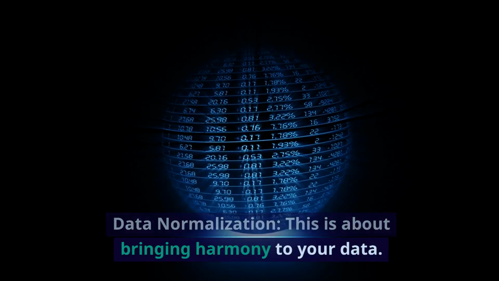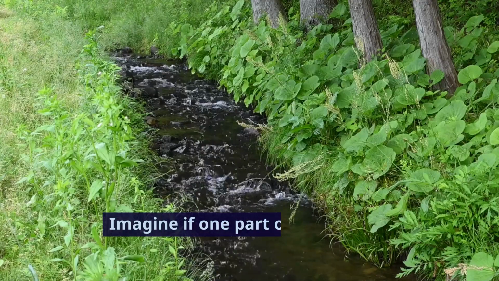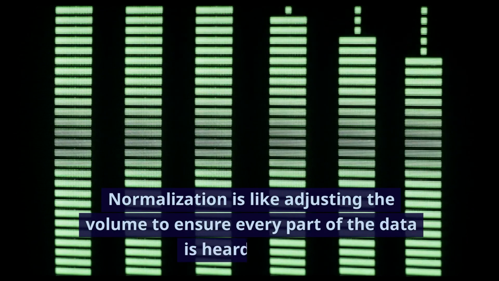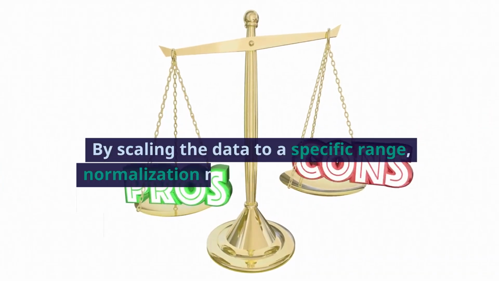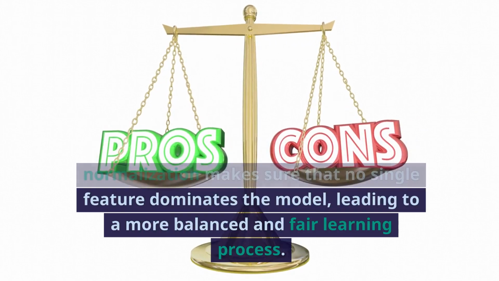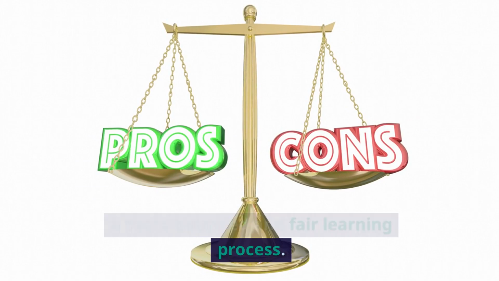Data normalization. This is about bringing harmony to your data. Imagine if one part of your data is shouting and another is whispering. Normalization is like adjusting the volume to ensure every part of the data is heard equally. By scaling the data to a specific range, normalization makes sure that no single feature dominates the model, leading to a more balanced and fair learning process.